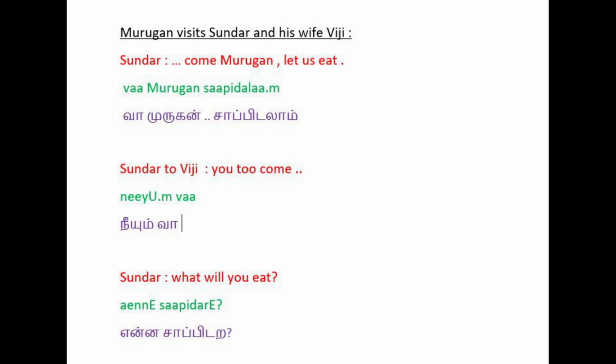Sundar is saying, "Come Murugan, let us eat." Va Murugan, சாப்பிடலாம். Here Murugan is invited by Sundar to eat. So he's saying, let us eat. சாப்பிடலாம்.